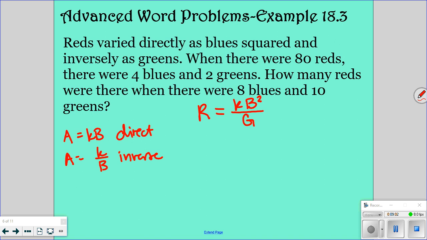When you have 80 reds, we're going to plug in 80 for R. We have 4 blues and 2 greens. And so now we can solve for our k. So I'm going to cross multiply and get 160 equals 16k. And so k equals 10.